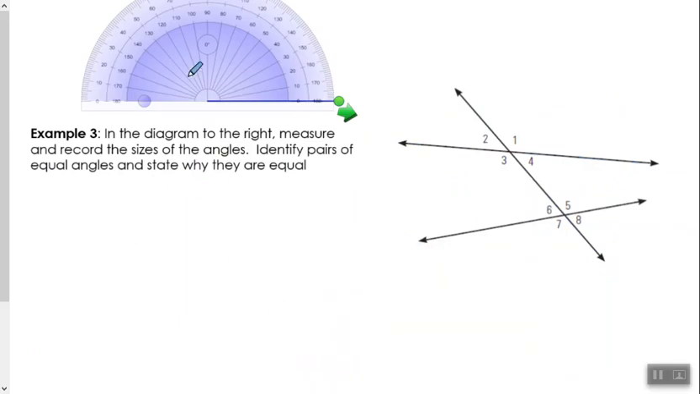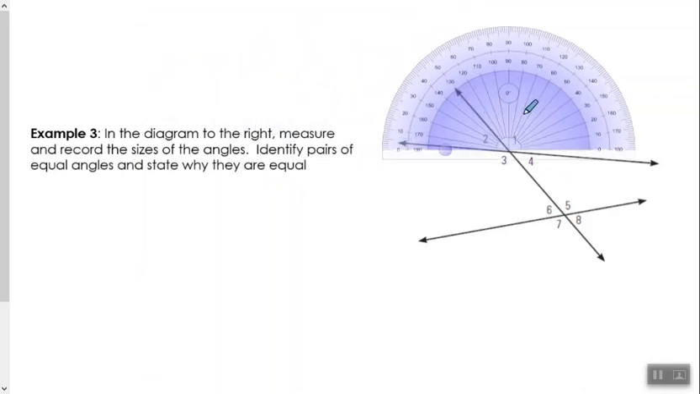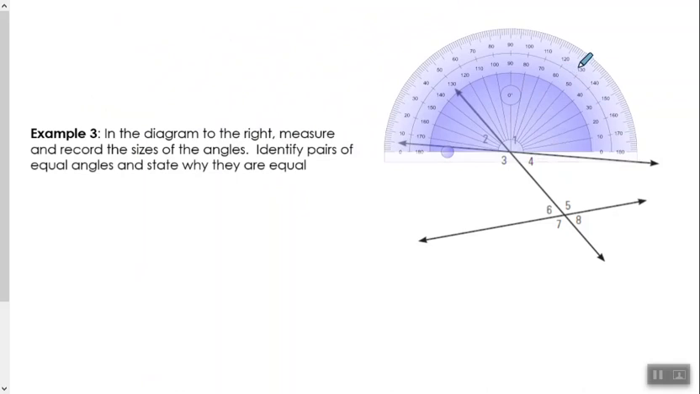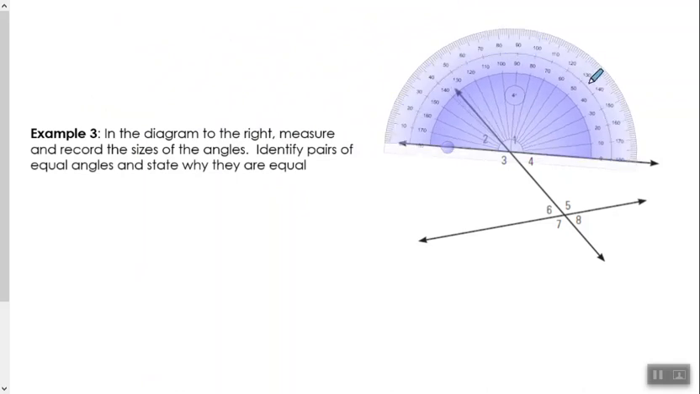So for our last example, you do need your protractor because we're going to measure all 8 of these angles, record their sizes, then identify pairs of equal angles, and we're going to figure out and be able to say why they are equal. So first off, we need to take our protractor and measure our angles. So this angle 1 is about, taking a look here, 135, you extend your line there, 135 degrees.